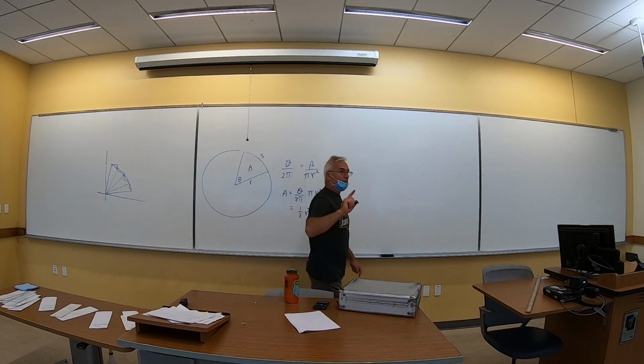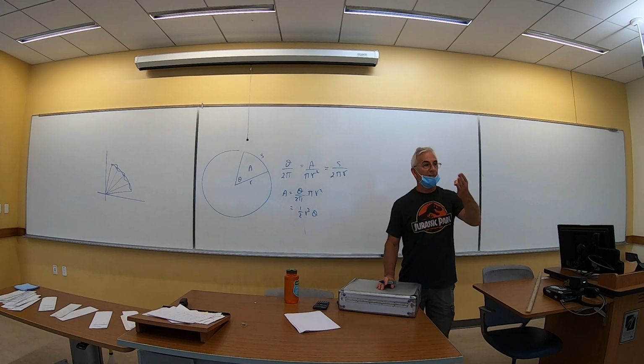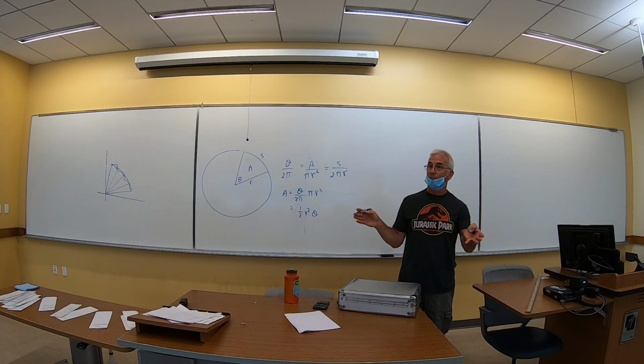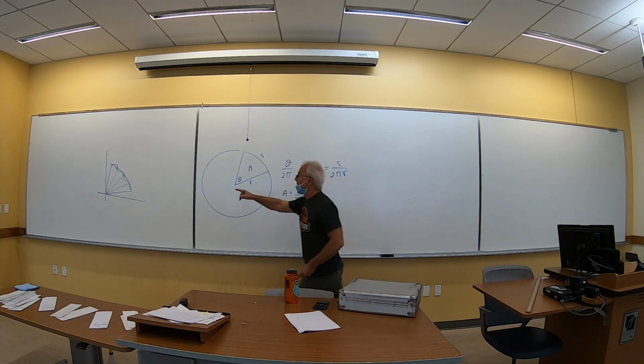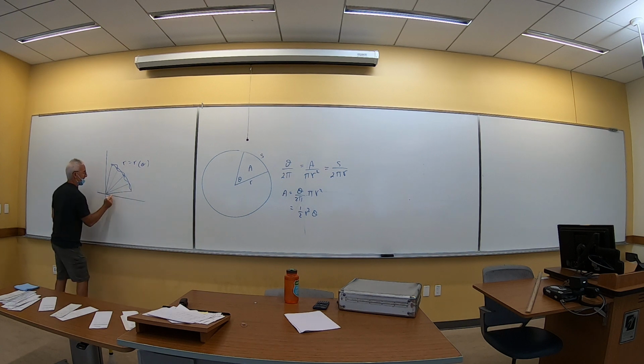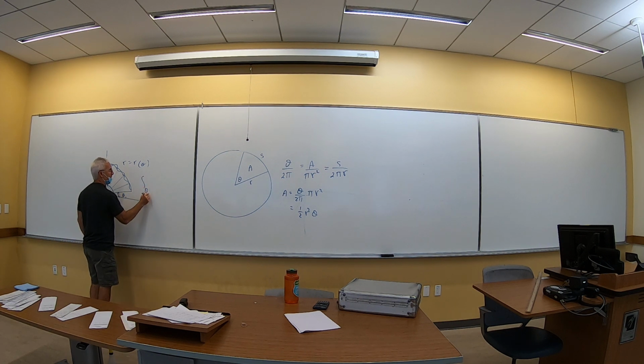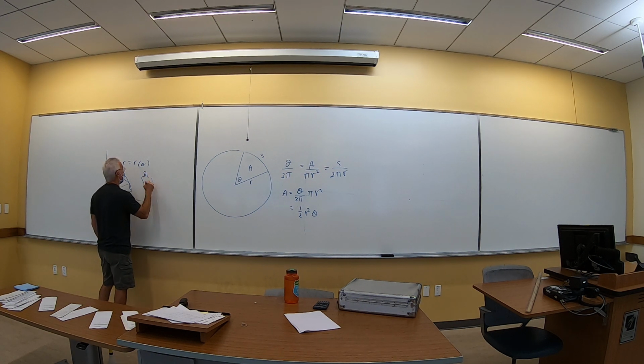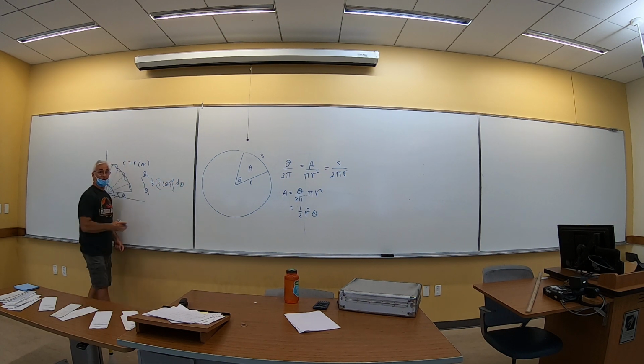Now, in Calc 2, r was always a function of theta because I can only do the problem with one independent variable. So when I wanted to do this, and let's say that angle is theta 1 and that angle is theta 2, then I set up the integral from theta 1 to theta 2 of 1/2 r of theta squared d theta. That's hopefully what you learned in Calc 2. That's, my goodness, other than series, maybe one of the most important things.